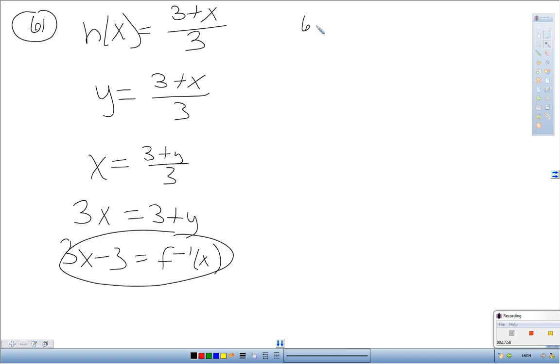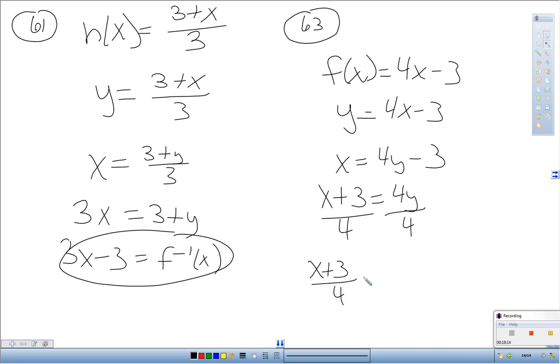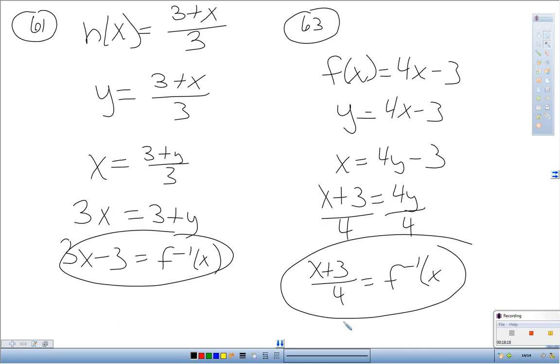All right, for 63, my function is f of x is equal to 4x minus 3. So again, change the f of x to y, and then switch the x and the y around, and now solve for y. So I'm going to add 3, and then I'm going to divide by 4. So my inverse would be x plus 3 divided by 4, and that will be my inverse function.